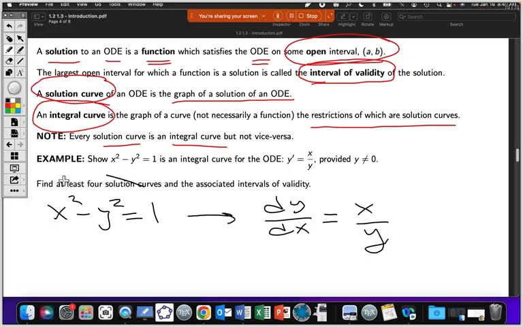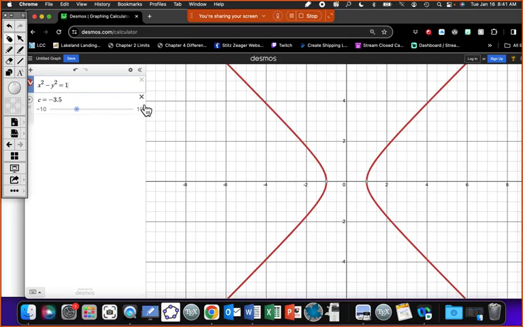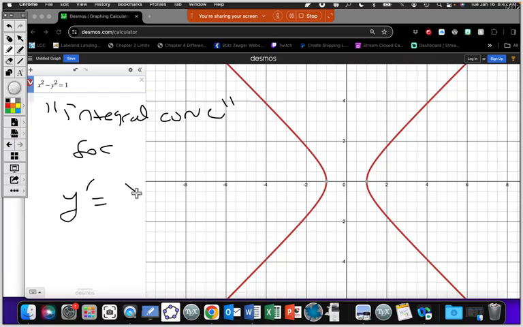So that means that the x and y on this curve satisfy this relationship, provided y isn't 0. The way the terminology works is that this would be an integral curve for the differential equation y prime equals x over y. This curve itself, though, does not describe y as an actual function of x.